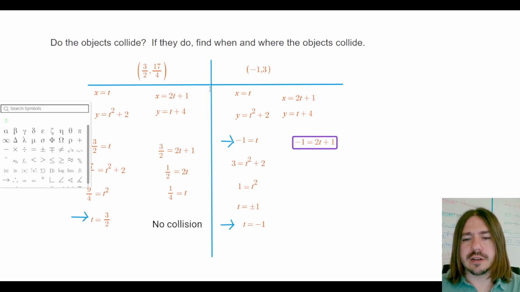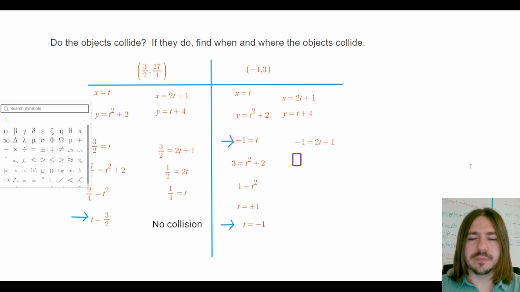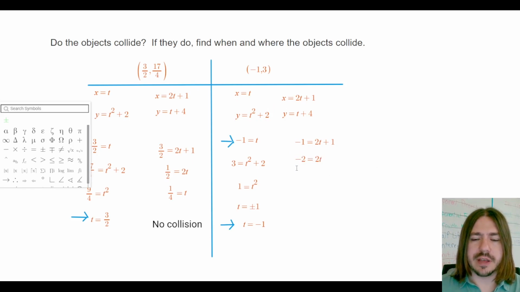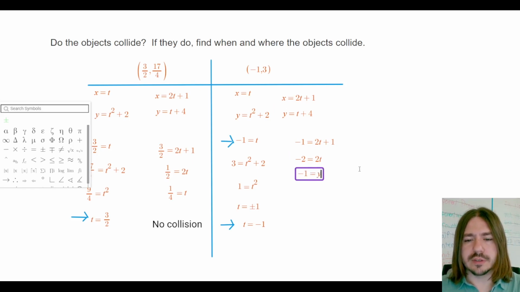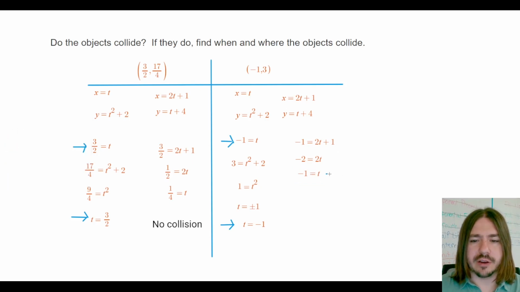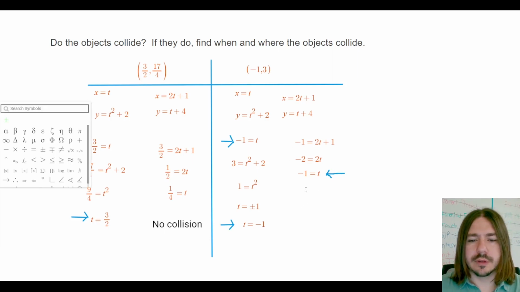I can subtract 1 from both sides. So that's going to give me -2 equals 2t. And then divide both sides by 2. So that's going to give me -1 equals t. Okay, so far we are on the right track here. We get the same time. It's looking like we potentially have a collision at (-1, 3) at t equals -1. So let's check the y coordinate here.